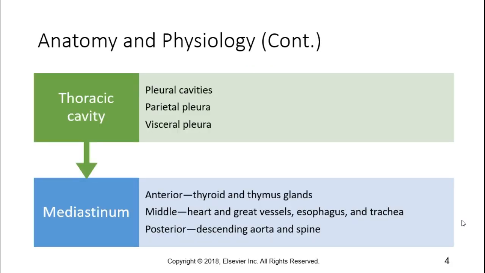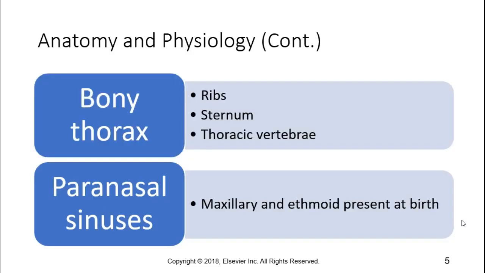So in the thoracic cavity, you have pleural cavities. You have a parietal pleura and visceral pleura. Within the mediastinum, there's anterior, middle, and posterior. In the anterior, you have your thyroid and thymus glands. In the middle is your heart, great vessels, esophagus, trachea, and the posterior is your descending aorta and your spine. Make sure you know the anatomy in the different areas within the mediastinum.